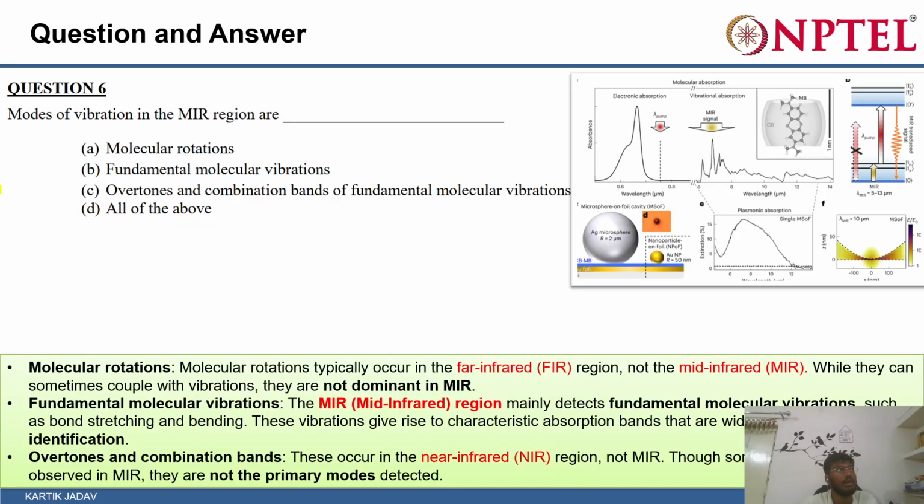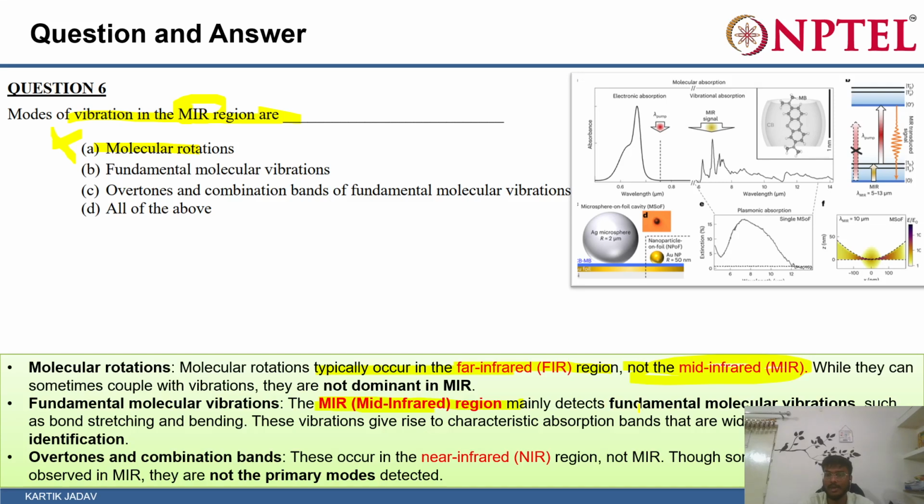Question number 6. Modes of vibration in mid-infrared regions are, so we know that molecular rotations typically occur in the far infrared region, not in the mid-infrared region. So molecular rotation is not the correct answer. Well, fundamental molecular vibration, that we know occurs in the MIR region, that is mid-infrared region.